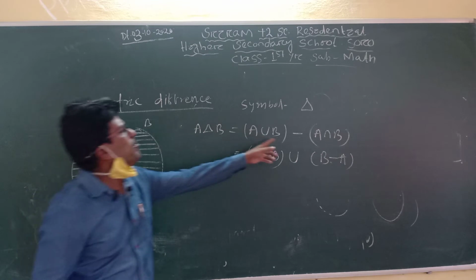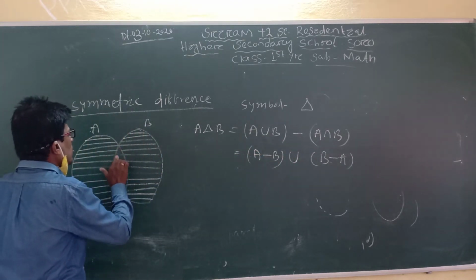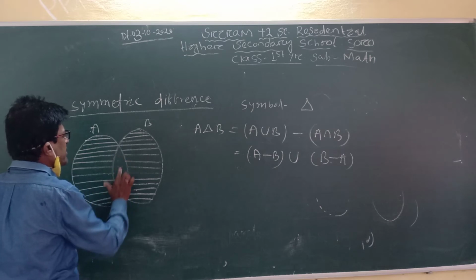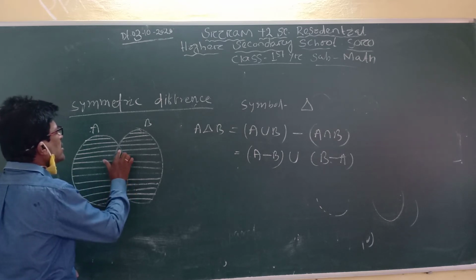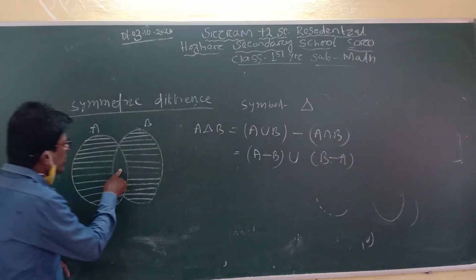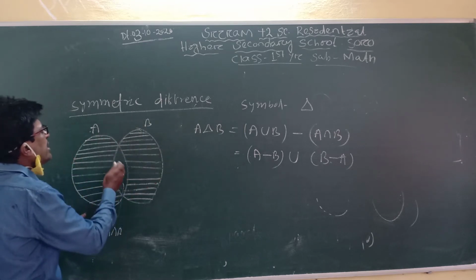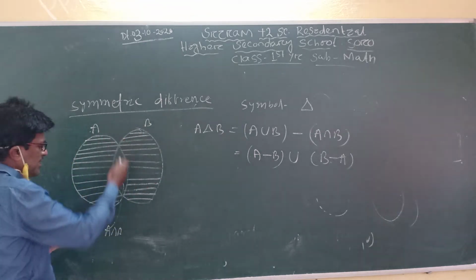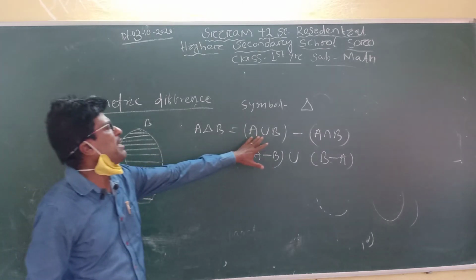But A union B difference A intersection B: you take the difference of that part. You look, we are not taking that part, because it is subtracted from A union B. That part is equal to A intersection B. So from A union B we subtract A intersection B, that intersection part. That is the first value.